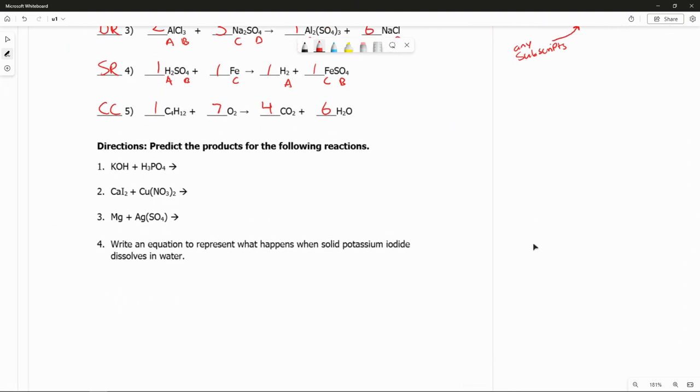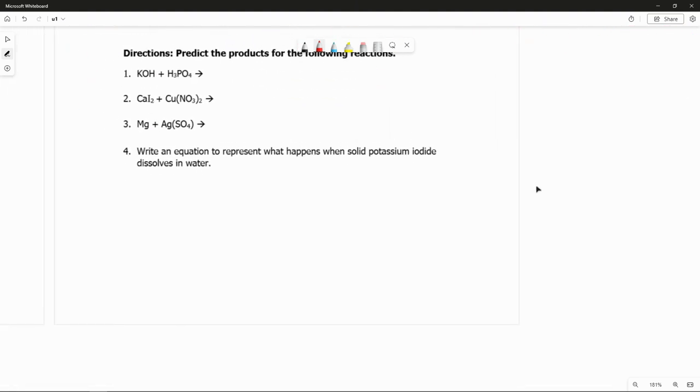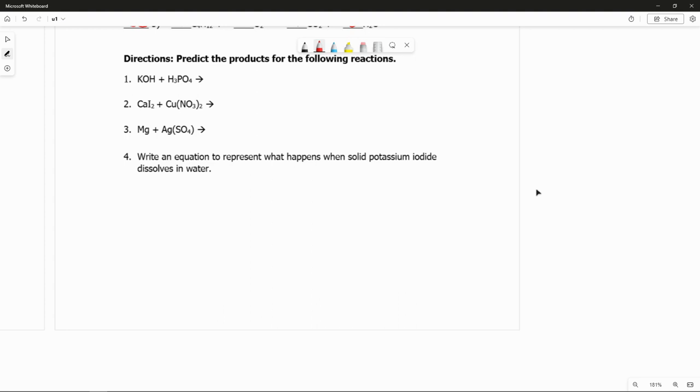All right, let's go over predicting products for reactions. This may seem complicated at first, but the test is multiple choice, and these are basically all fundamental concepts that you do know. Just review. So we have KOH and H3PO4, and we are looking at what product would come.